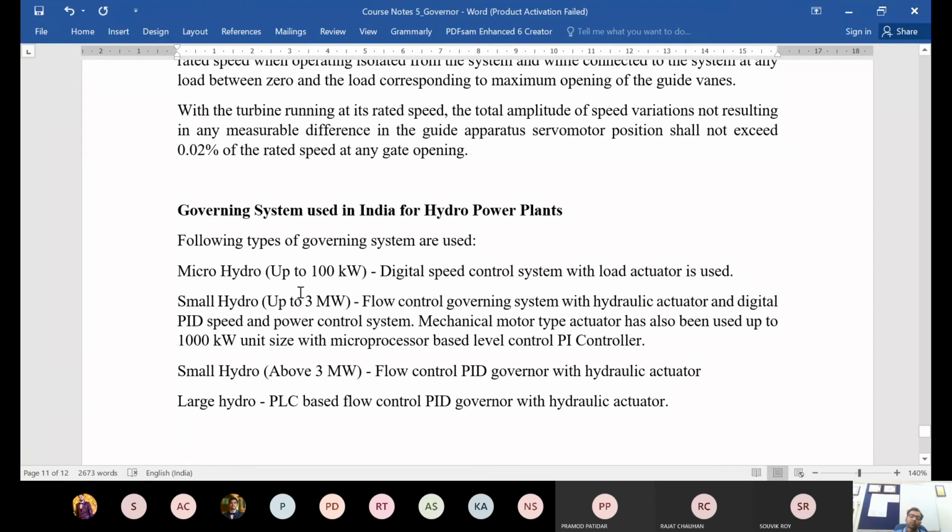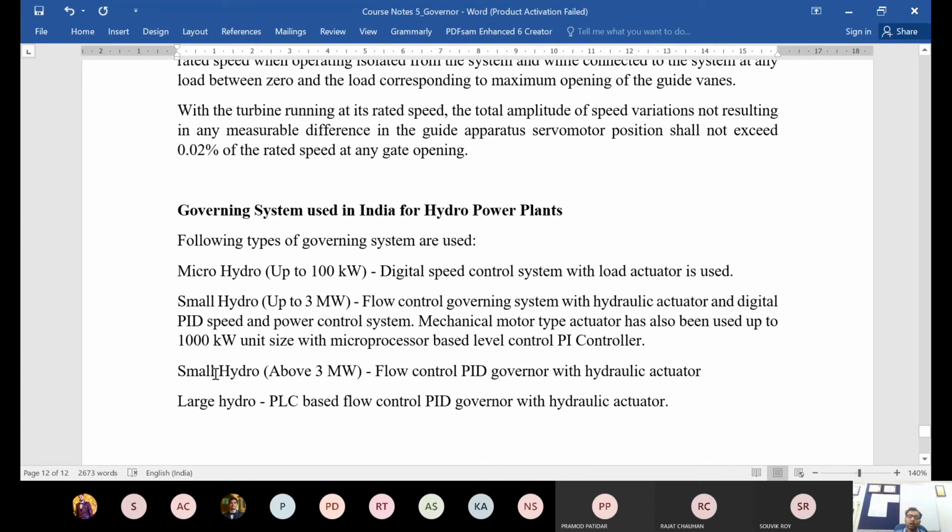But for all other generating units greater than 100 kilowatt, we use the governors, and there is slight variation. If you have a small hydropower plant, typically up to a range of 3 megawatt, for these we use a flow control governing system with hydraulic actuator and digital PID speed and power control system. A mechanical motor type actuator has also been used up to 1 megawatt unit size with microprocessor based PI controller. So for smaller systems, a mechanical motor type actuator can be used, but for larger systems, usually it's a hydraulic actuator.